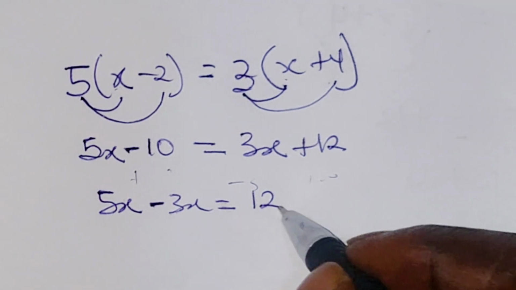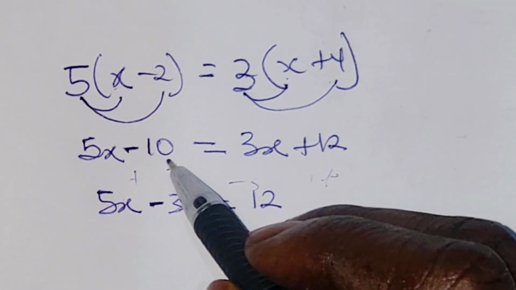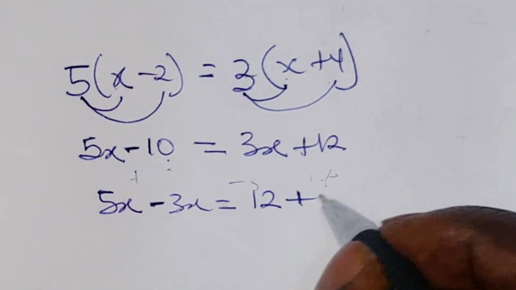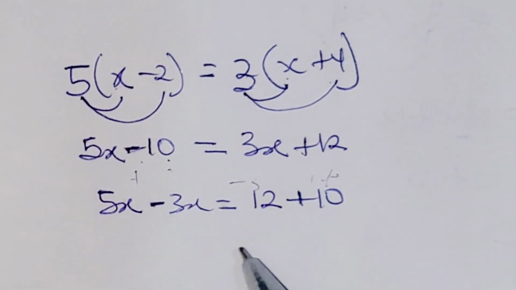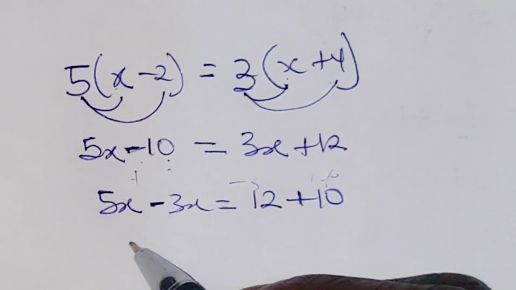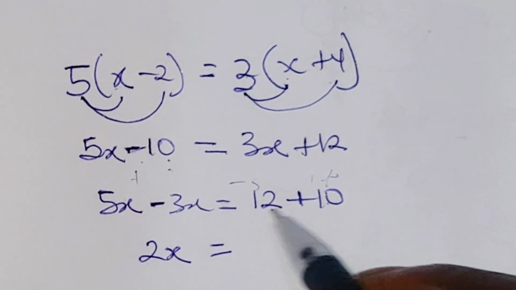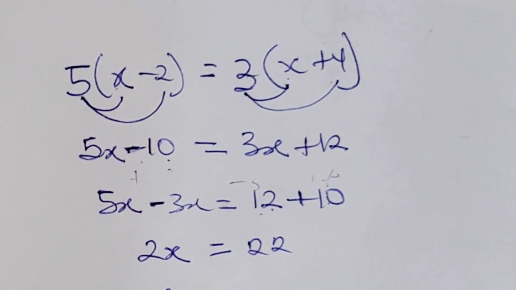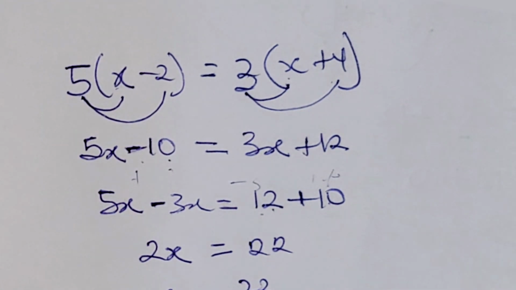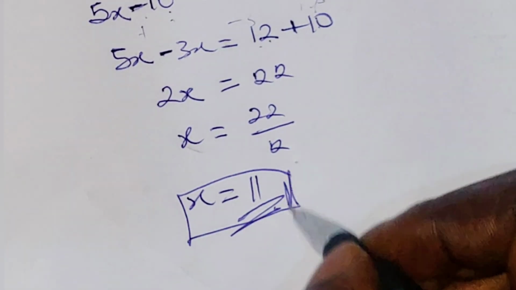because here is positive. When it crosses the equal to sign, it becomes a negative number. Positive 12, and then because the 10 is negative, when it crosses the equal to sign, it becomes positive 10. To simplify this, 5x - 3x gives us 2x. Then 12 + 10 gives us 22. So x is going to give us 22 divided by 2, and our x becomes 11. So this becomes the solution to the first problem.